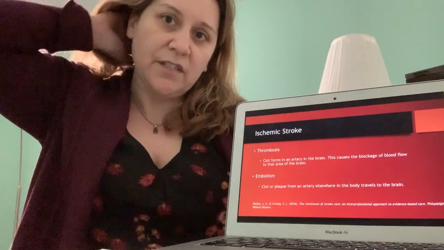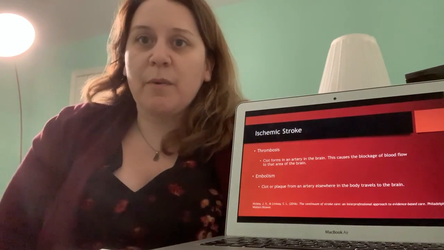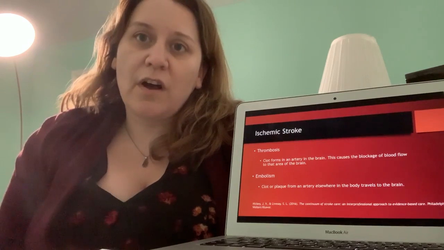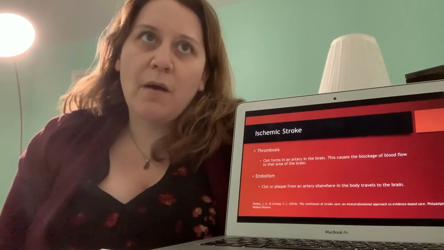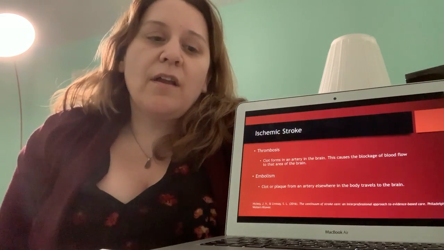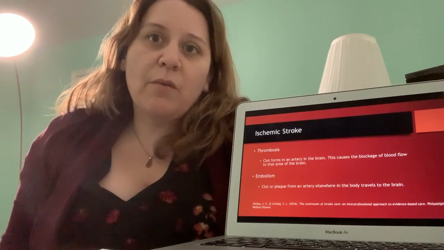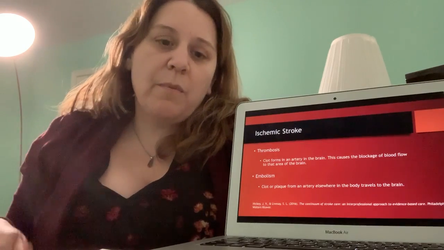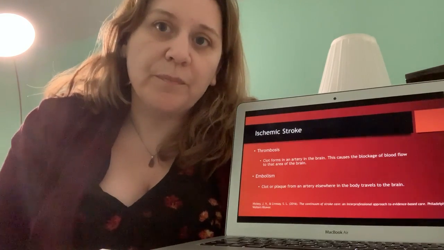So an ischemic stroke can be caused by a thrombus or an embolus. A thrombus is if there is a clot in the artery in the brain that blocks blood flow and limits perfusion to the brain. An embolus is simply if the clot or the plaque forms in another part of the body and travels to the brain. They'll both cause an ischemic stroke.